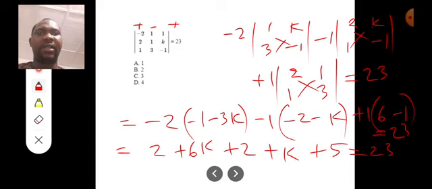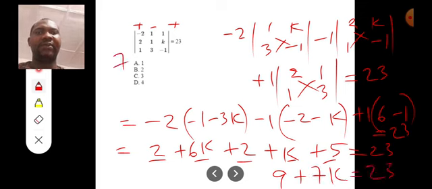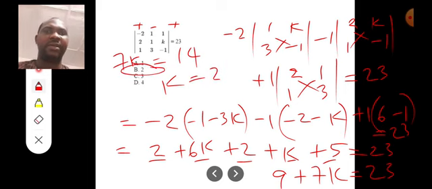If we collect like terms, 2 plus 5 will give us 9, 6k plus k will give us 7k. Everything is equal to 23. So we are going to have 7k to be equal to 23 minus 9. That will give us 14. So k is equal to 2. So the answer is B. Yeah, k is 2. Yeah, beautiful maths.